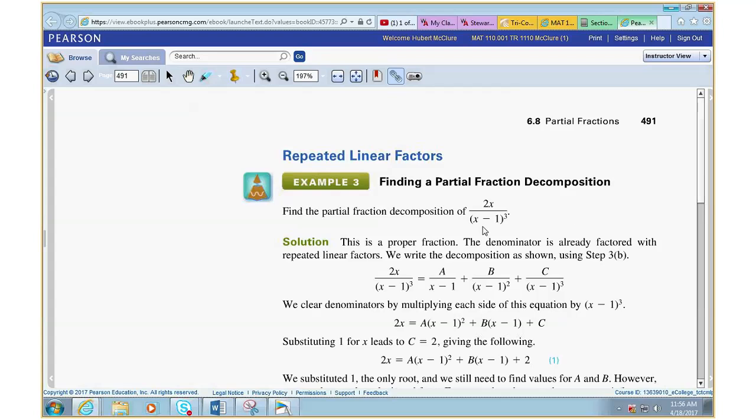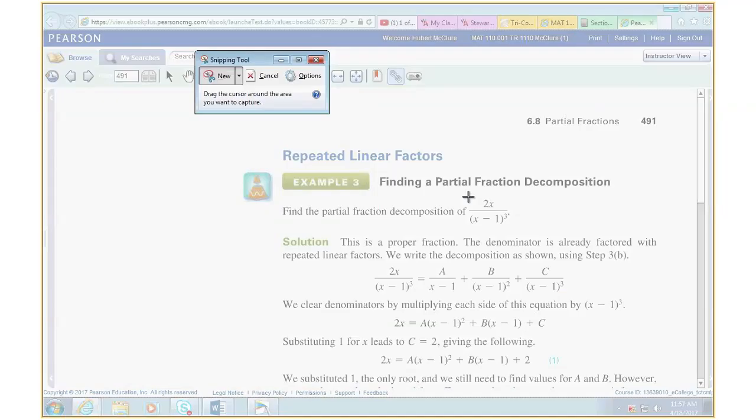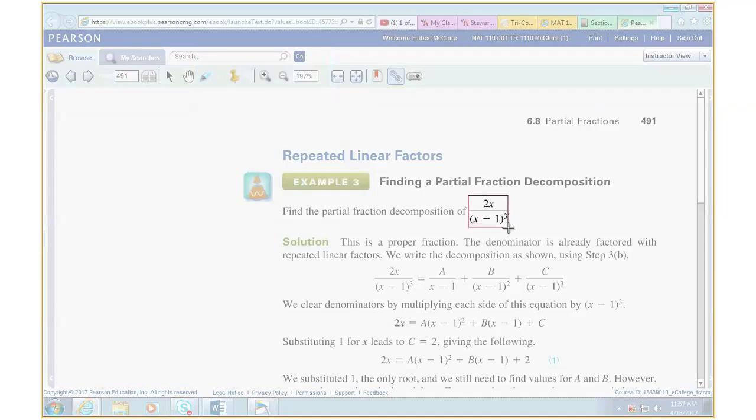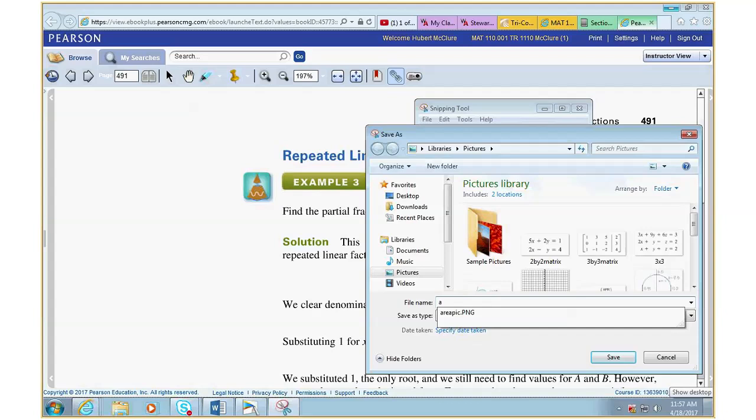Well, let's try that one. At least you don't have to use long division. Still moving. Yep. So you're still going to use A, B, and C.